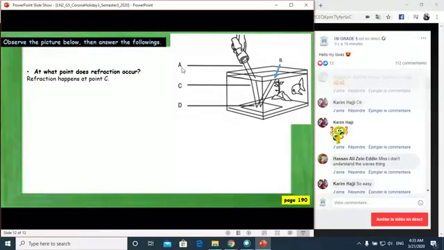At what point does refraction happen? It happens in C, here. It happens here. It bends. When light hits the surface of water, it bends. It goes slower.